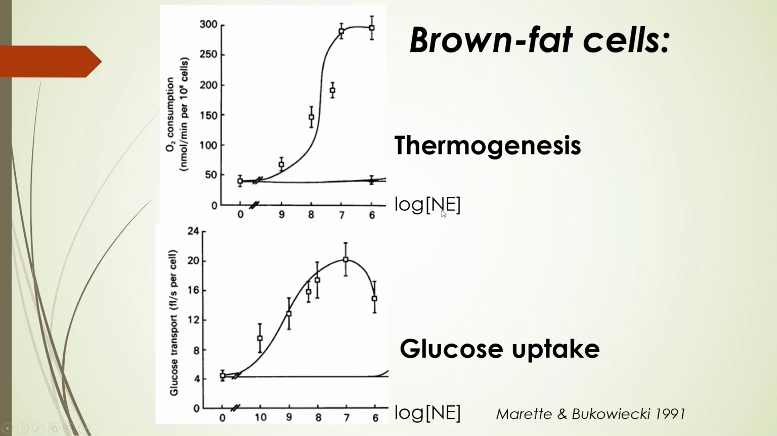When you add norepinephrine, there's a huge induction of brown fat respiration. At the same time, there's a corroborating increase in glucose uptake, also induced by norepinephrine. So glucose is being taken up by brown fat cells in parallel with their mitochondrial activity. It shows that glucose possibly is being taken up as a substrate for oxidation in the mitochondria.